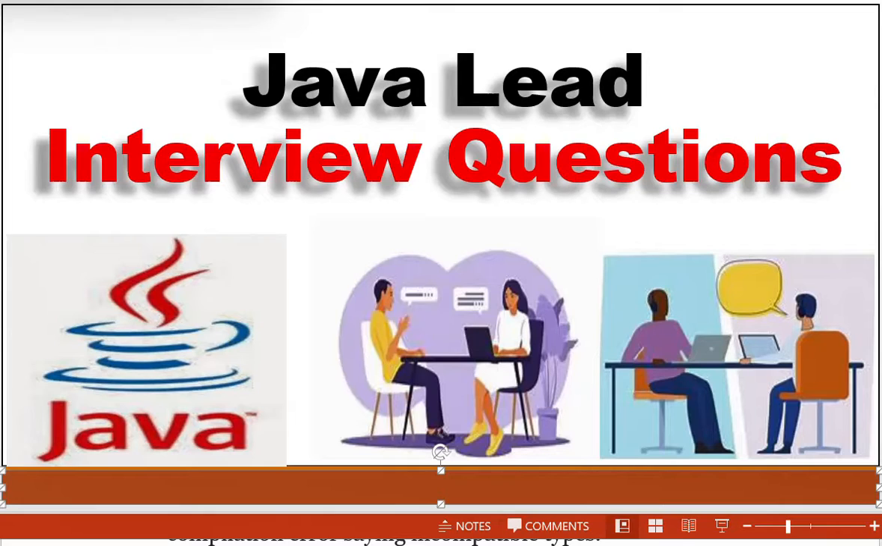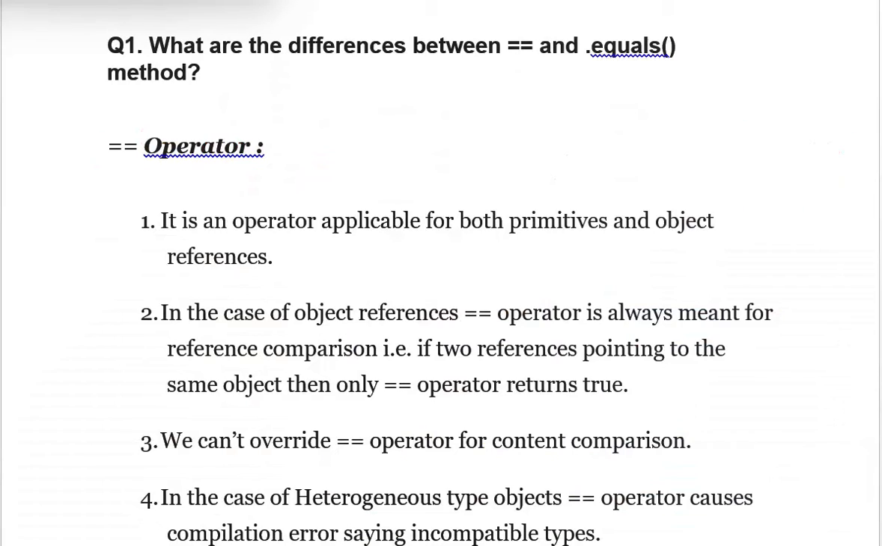Java interview questions. So here we will discuss around 23 questions. First, we will discuss what are the differences between the equal to operator and the dot equals method.